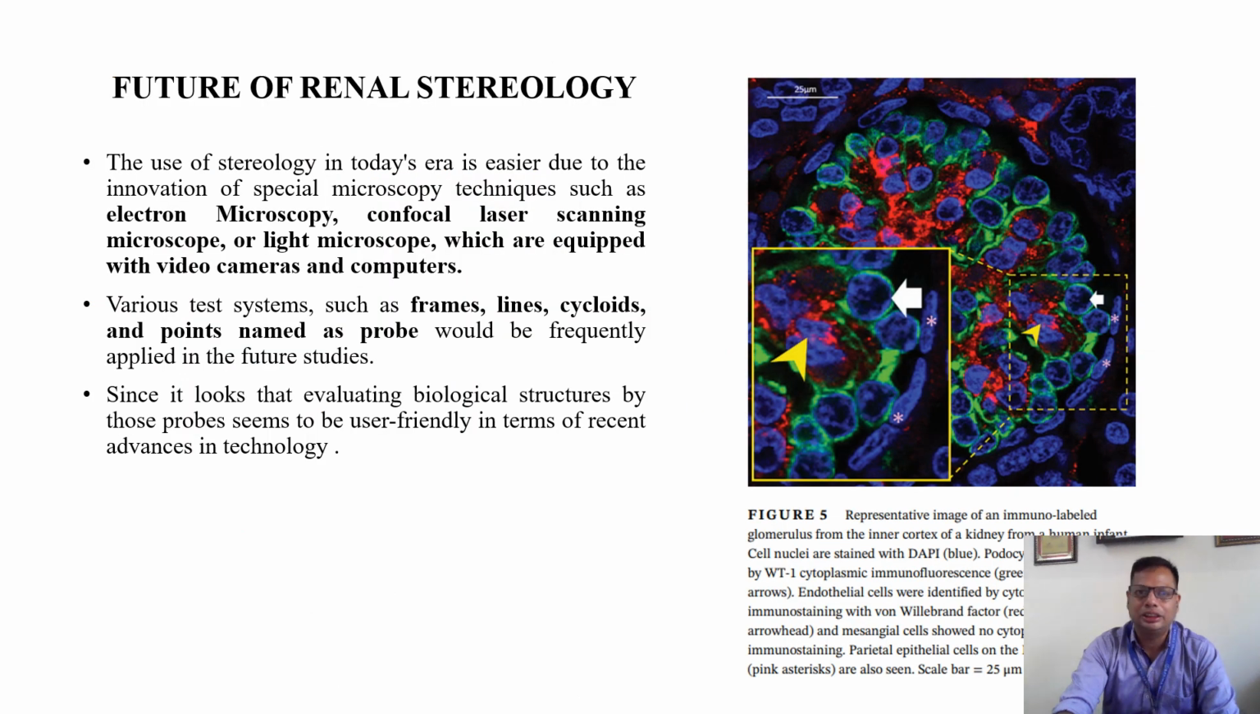The future of the renal stereology is the use of the various frames, lines, cycloids, and points named as the probe, which could be frequently applied in future studies, since evaluating the physiological structure by those probes seems to be user-friendly in terms of the recent advances in the technology. Figure 5 is showing the representative image of the immunolabeled glomerulus from the inner cortical area of the kidney, which is mainly stained by the Davy stain.